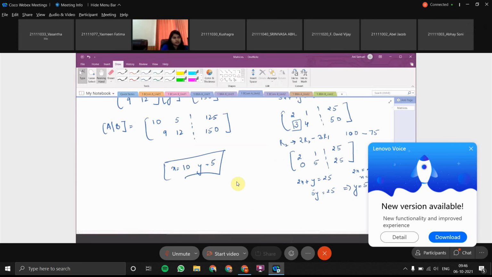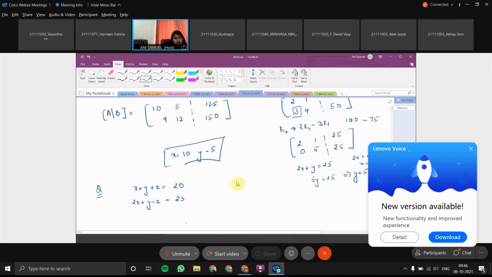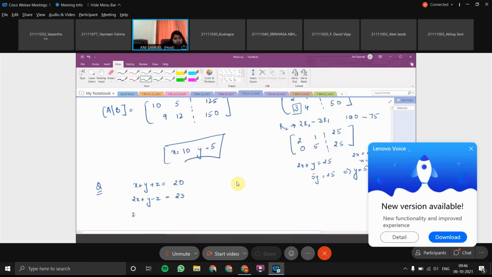So we have the question. You have all the three added, it is 20. Multiply the first term and subtract. This is what it was. I don't remember, it is 23, and multiply the first number by 3 and add the other two. We're getting 46, right?